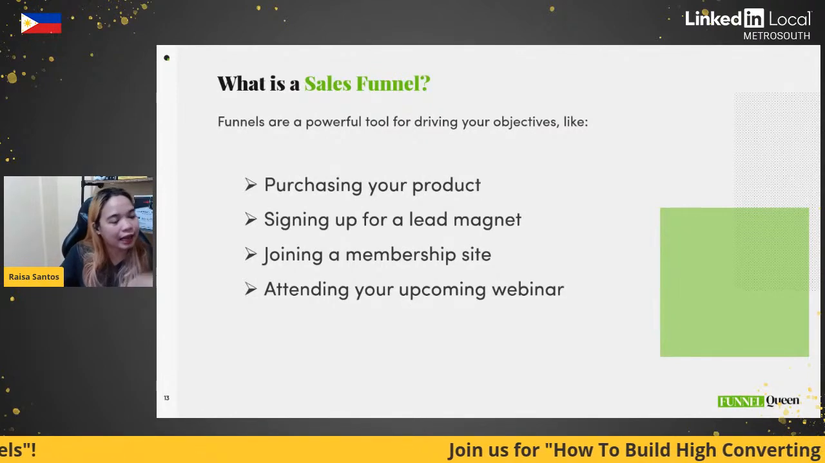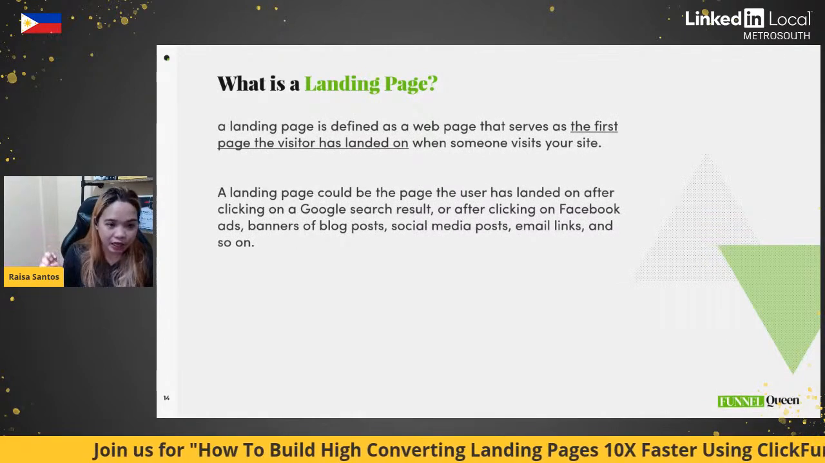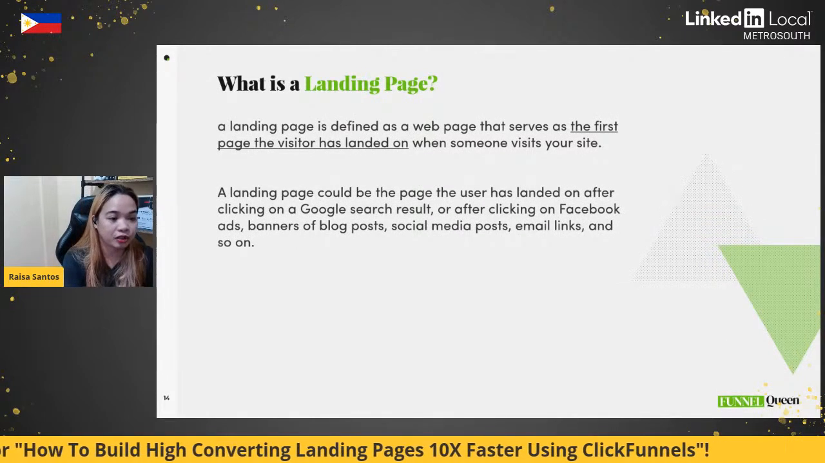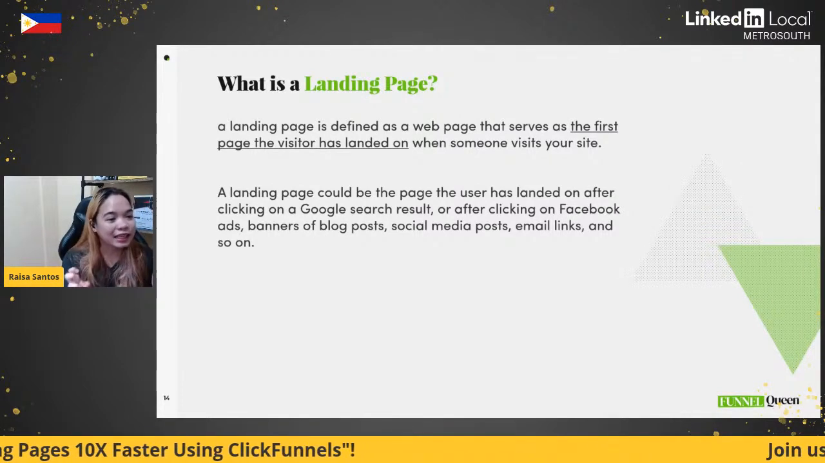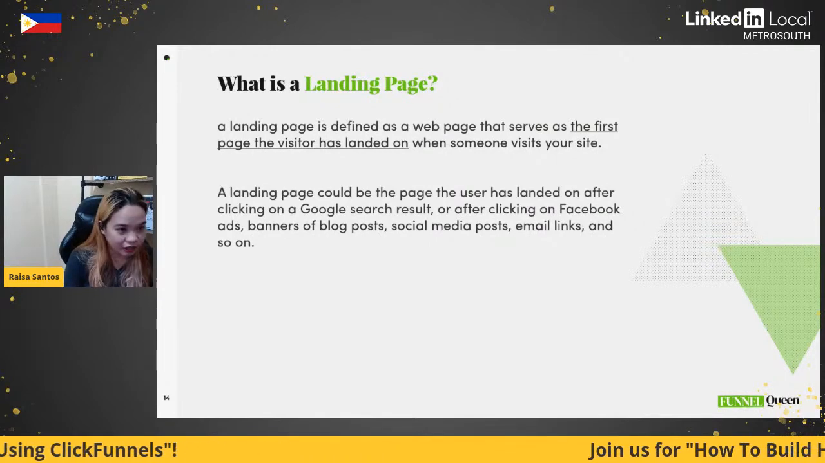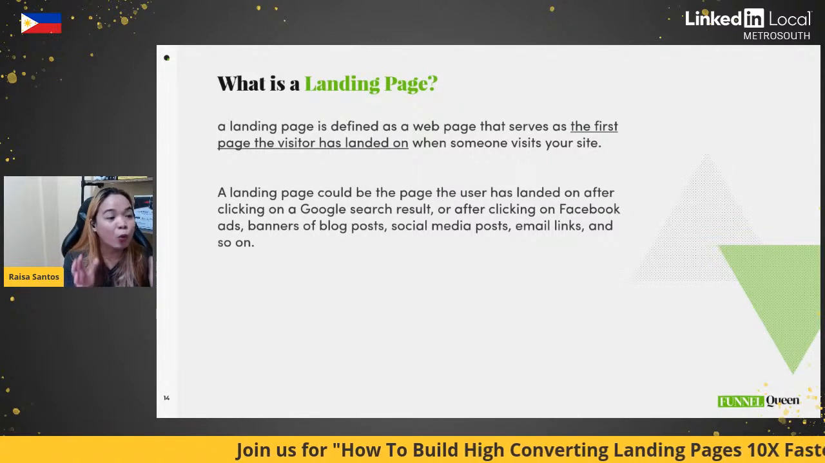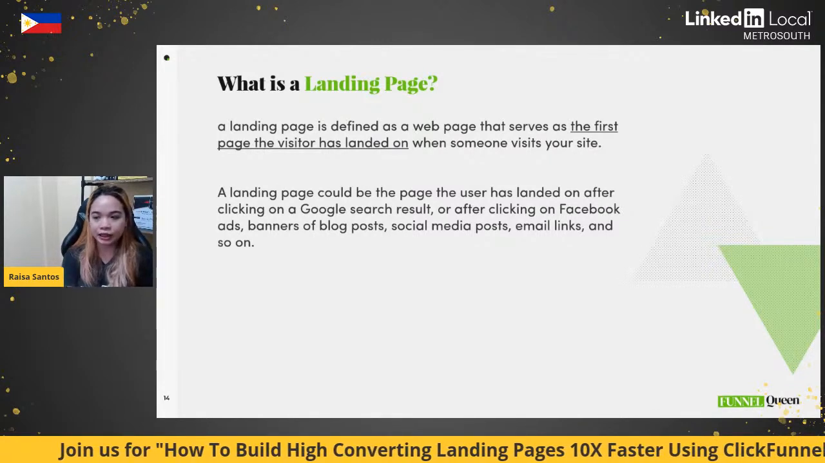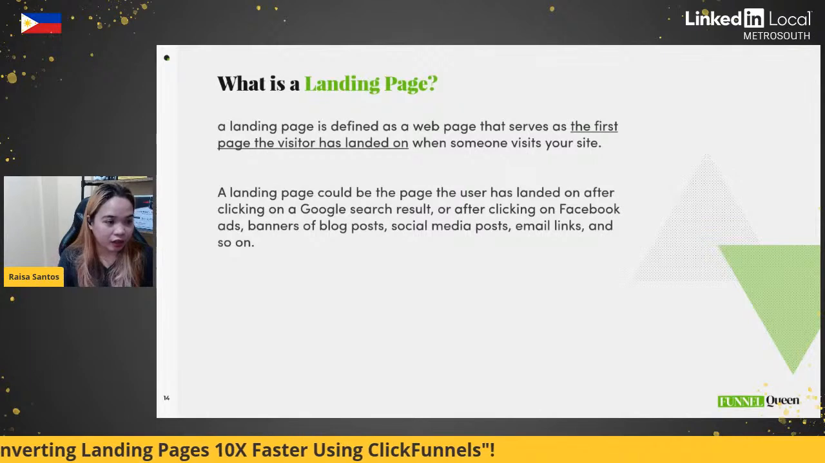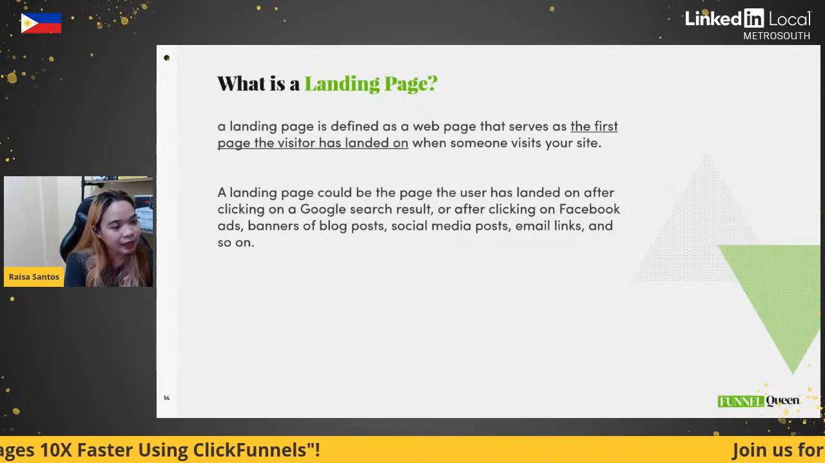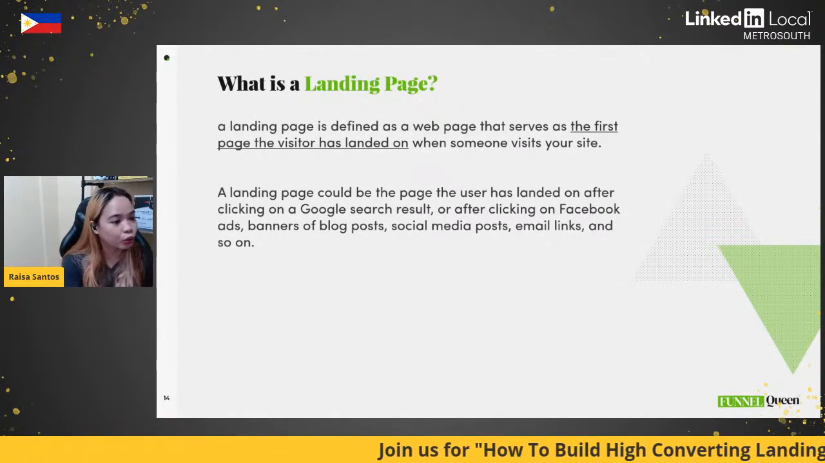So what is the difference of a landing page? A landing page is defined as a web page that serves as the first page the visitor has landed on when someone visits your site. So technically, a landing page is a part of a sales funnel because a landing page is a standalone web page. It's literally the web page that you land on when you click a link from an email, or when you click something from Facebook ads or YouTube or from Google.